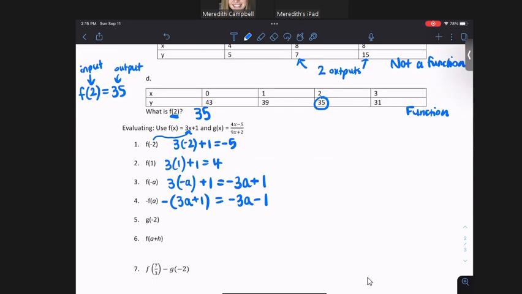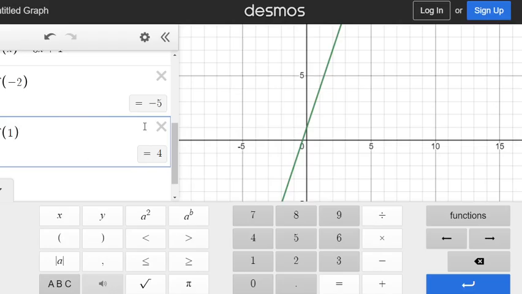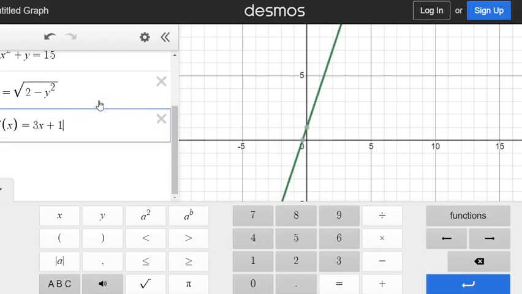For g, you can also do that in Desmos. So I'm going to show you typing in a fraction. It's pretty easy.